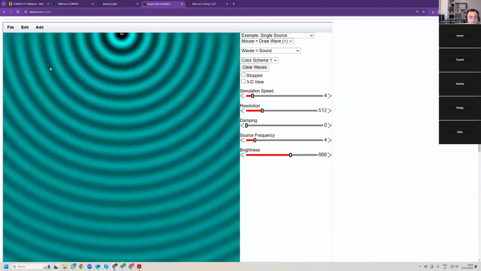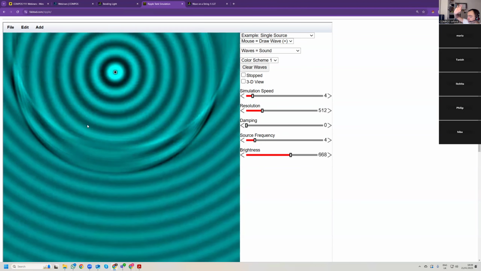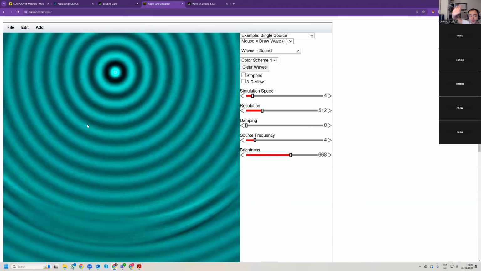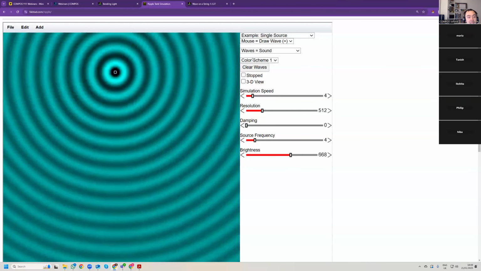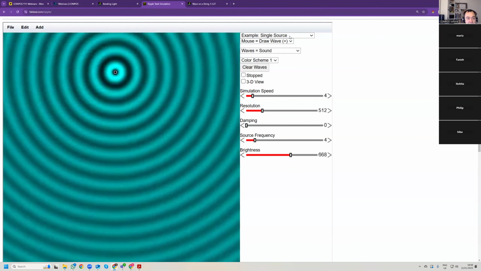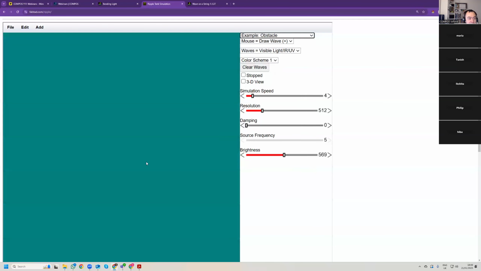Let's look at other waves. So this is a water wave. So this is a source of waves. So these are ripples on a pond. So let's say something on the surface of the water goes up and down, produces waves. And we can see, well, we can take an obstacle.